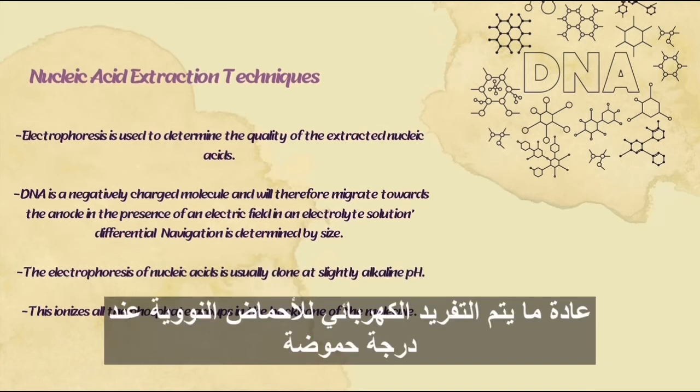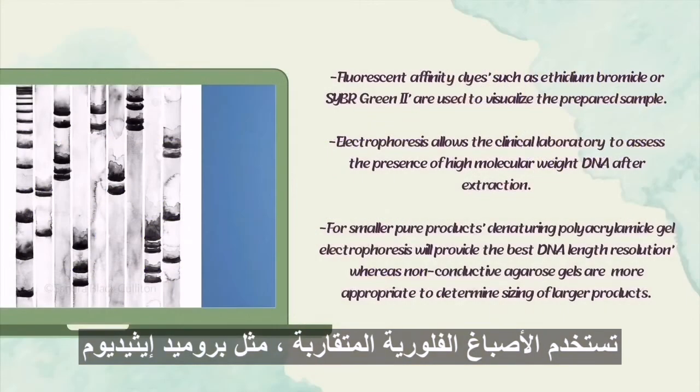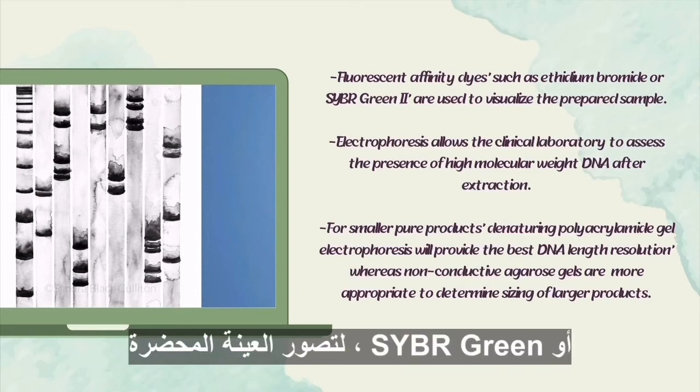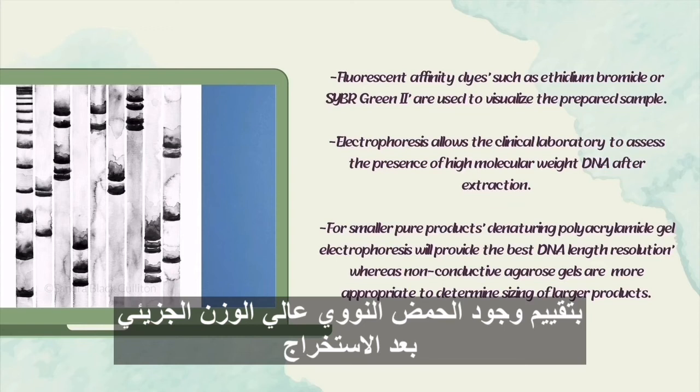The electrophoresis of nucleic acids is usually done at slightly alkaline pH. This ionizes all the phosphate groups in the backbone of the molecule. Fluorescent affinity dyes, such as ethidium bromide or SYBR Green 2, are used to visualize the prepared sample. Electrophoresis allows the clinical laboratory to assess the presence of high molecular weight DNA after extraction.